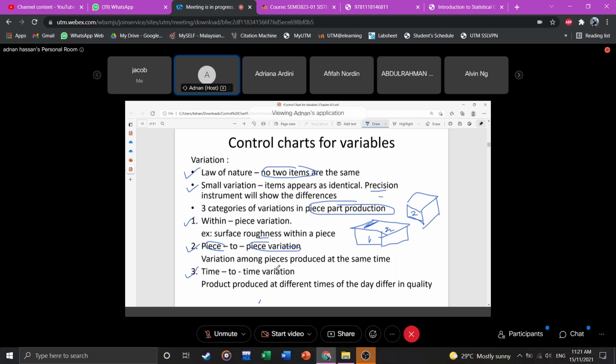Okay, and another variation is due to time. Time to time variation. What we produce at 8 in the morning compared to 8:30, there might also be variation. This variation is happening because of time. Time of production is not the same. When we produce maybe at 9 and other products, there will also be variation. The issue now is whether we can accept this variation or not.